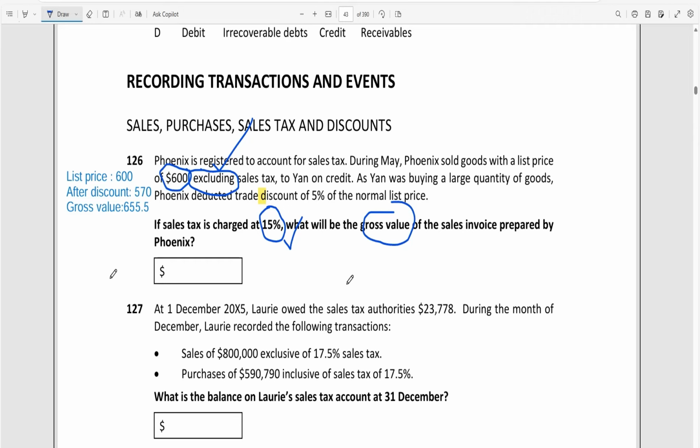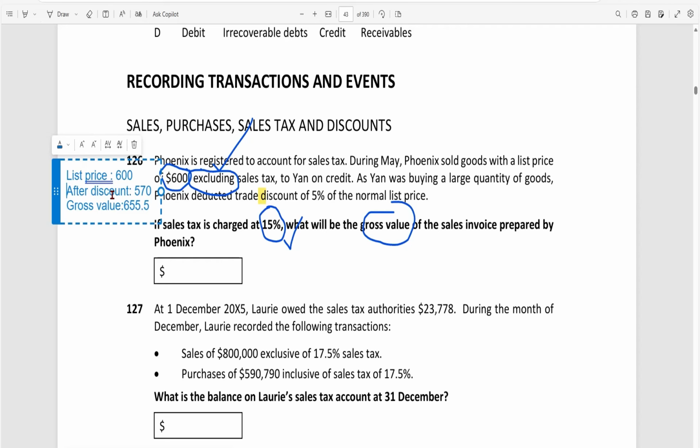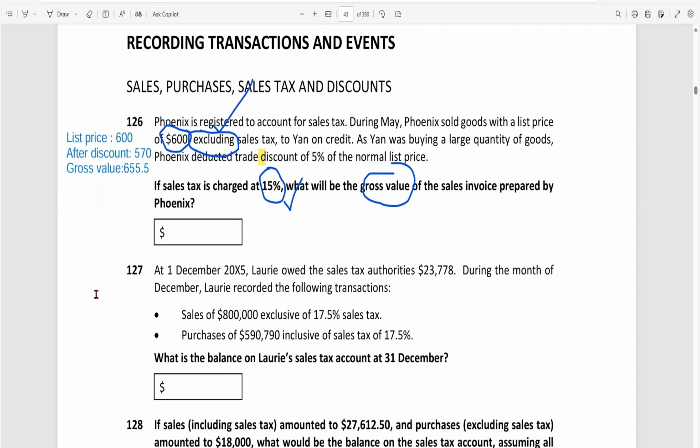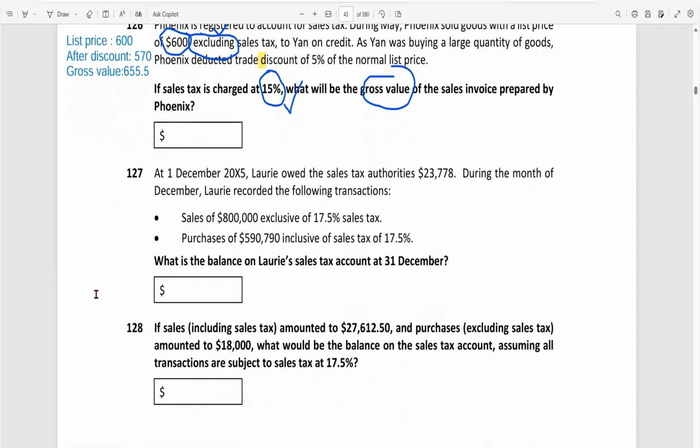Moving to the next question. What the next question is, at 1st December 20x5, Lorry owed the sales tax authorities 23,778. During the month of December, Lorry recorded the following transactions. So what is the balance on Lorry's sales tax account as at 31st December?